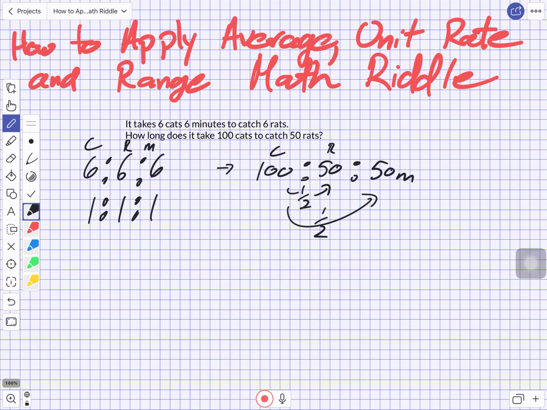Then when we apply it to 100 cats, and there being only 50 rats, the idea is that this is half of that time. This is half the amount of rats. So assuming that adding a cat cuts the time in half, then it becomes 50 minutes, essentially half of 100. Okay.